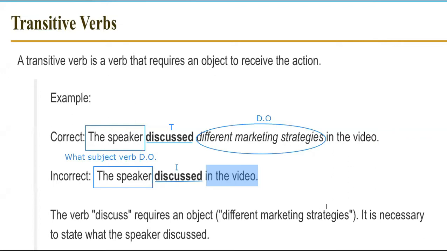So in this case, we don't have a transitive verb. Why? Because we must have an object. Always we will have an object that receives the action of the verb. So do not confuse, guys, with prepositional phrases. Remember, prepositional phrases are not objects in the sentence.